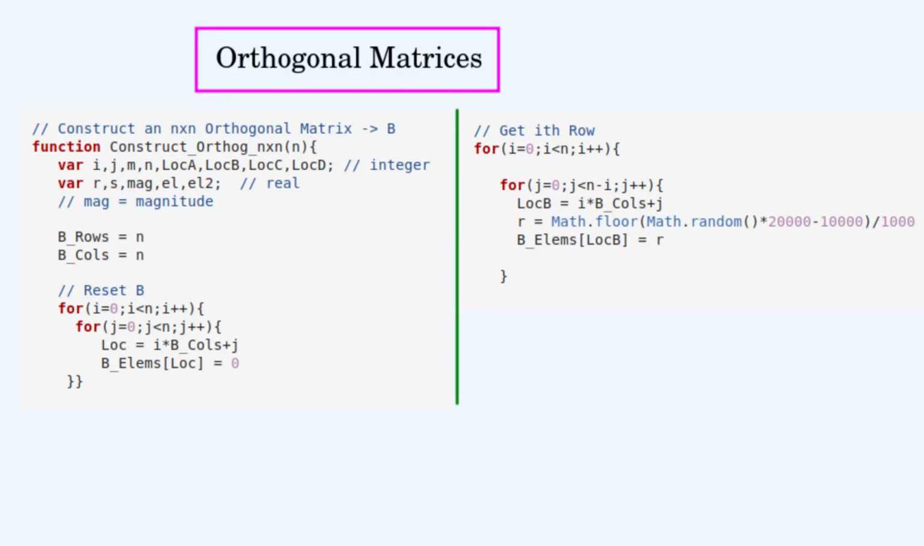We'll create a loop to set the first n minus I elements in the row equal to a random number. Each time we increase the row number, there'll be one less element that we'll find in each row. We'll also measure the magnitude of each row with the information that we have, because we are still missing some elements in most of the rows.